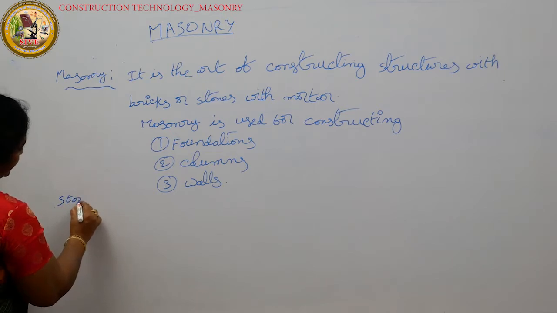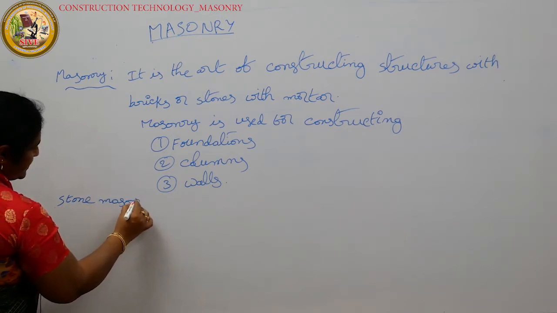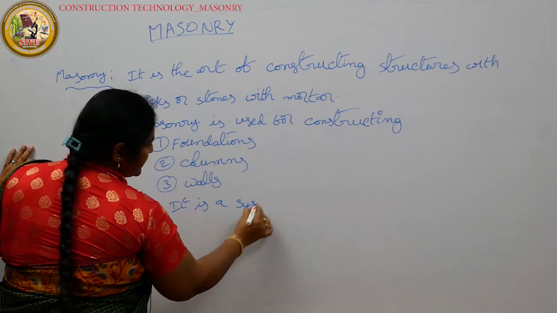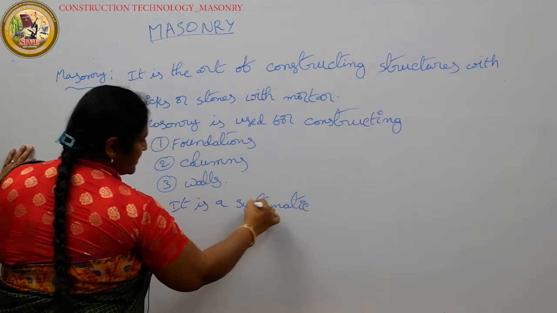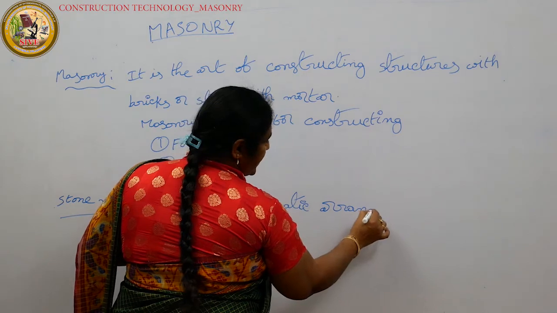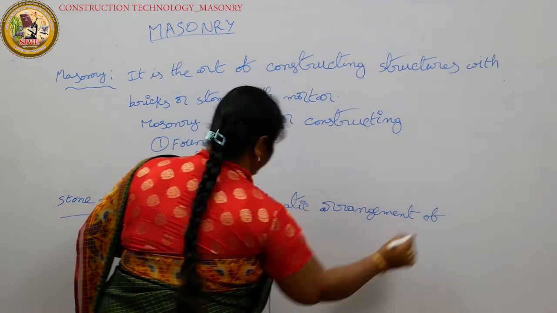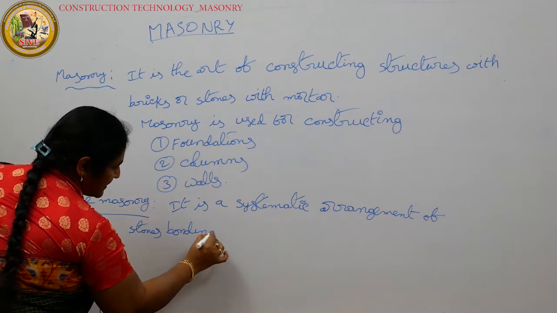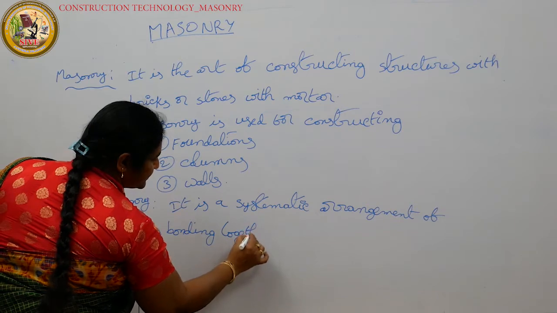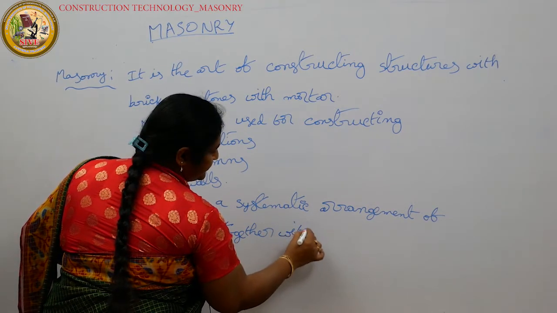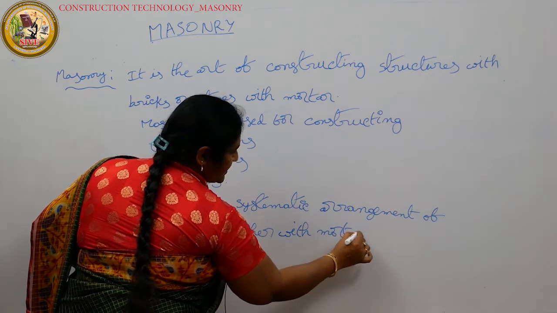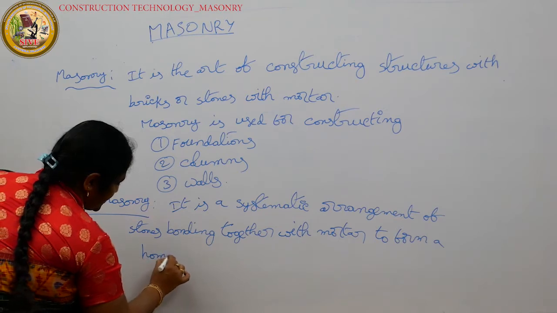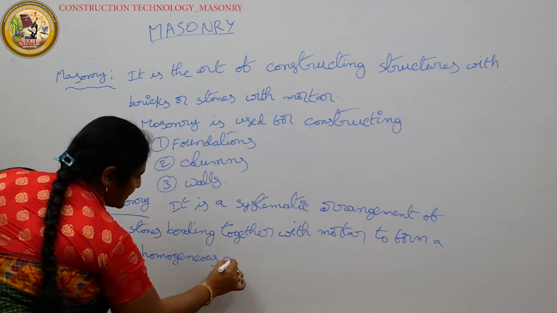Stone masonry. It is a systematic arrangement of stones bonding together with mortar to form a homogeneous mass.